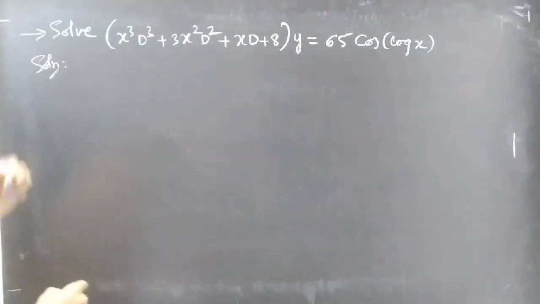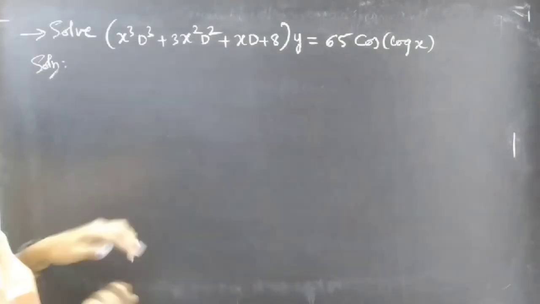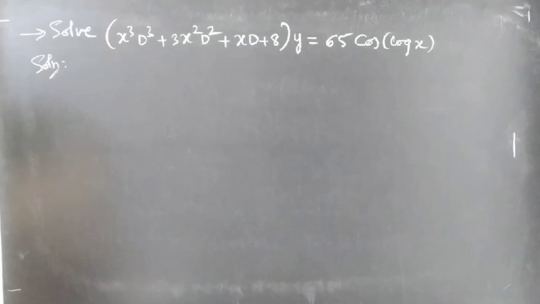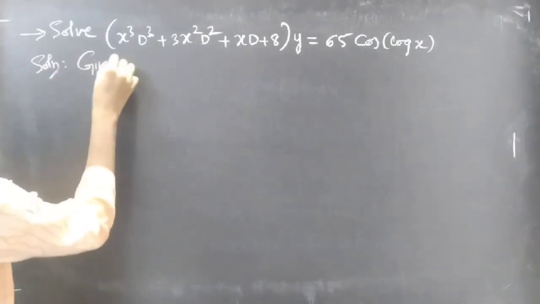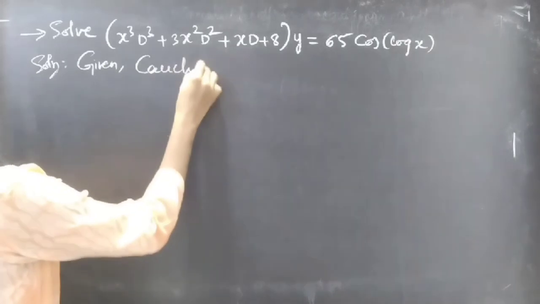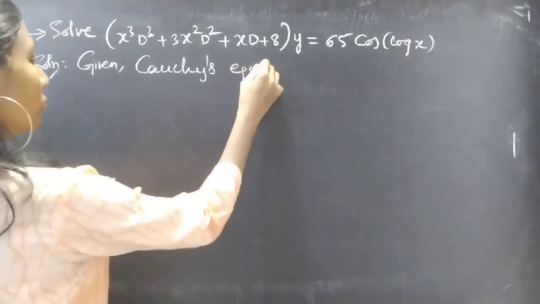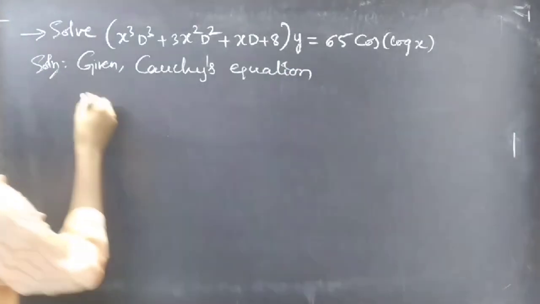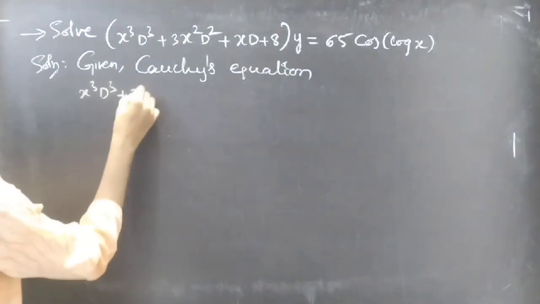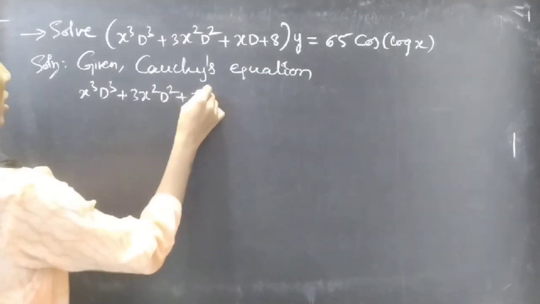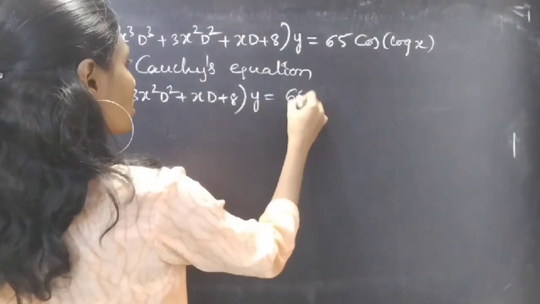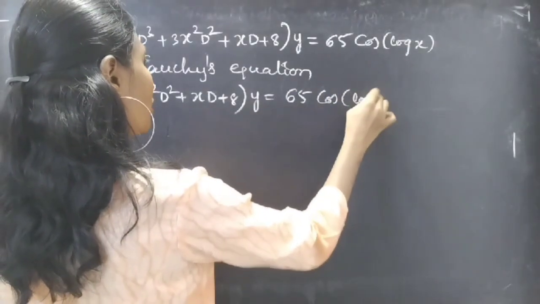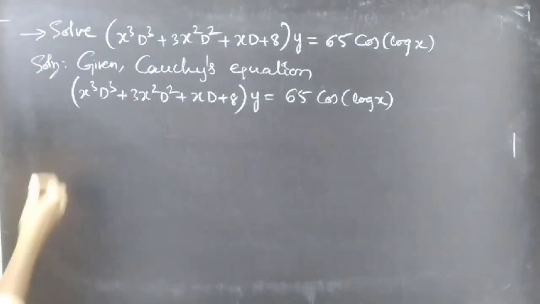We are given a differential equation with variable coefficients. Now we are going to reduce this differential equation to a differential equation with constant coefficients by making a substitution. And also we are given a Cauchy's equation: (x³D³ + 3x²D² + xD + 8)y = 65 cos(log x). Let's now make the substitution.